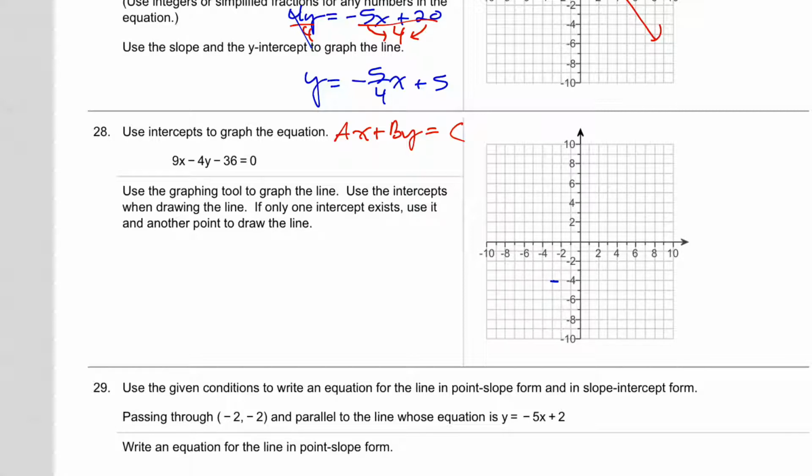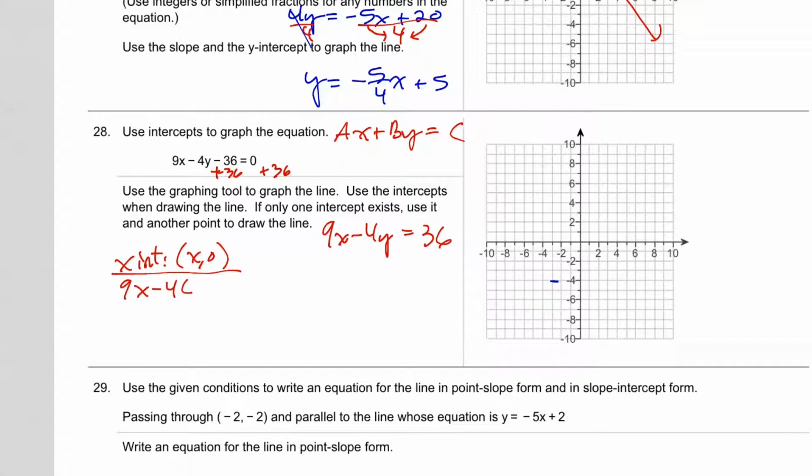So first of all, we need the c to be on the right side. So we're going to add 36 over here. So we have 9x minus 4y equals 36. And the x-intercept is going to be whenever y is 0. So basically, that y term is going to disappear, leaving you with just 9x. So really, you can just do 36 divided by 9, and that's going to be 4. So now I can take this 4 and graph it right there on the x-axis.